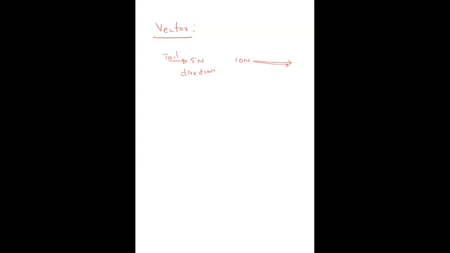As we increase the length of the tail, it means it has more magnitude. Comparing with 5 Newton, the 10 Newton magnitude is more, and it shows the same direction. Now, as both directions are equal, the resultant will be like this, 15 Newton.